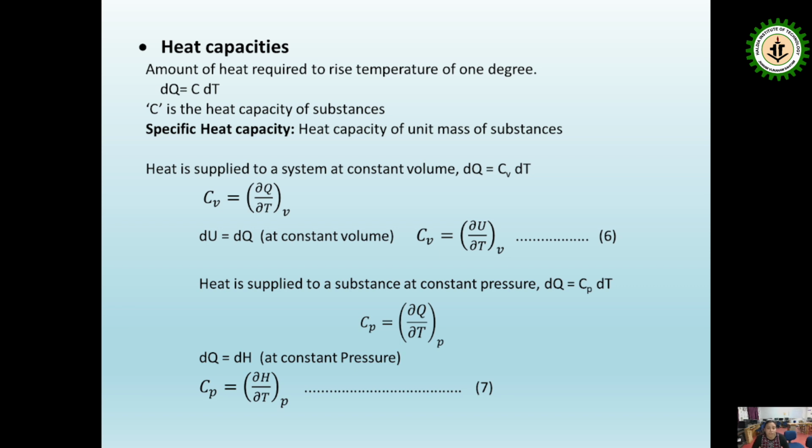Heat is supplied to a substance at constant pressure. So heat supplied dq will be equal to Cp dT, where Cp is the heat capacity at constant pressure. So Cp equal to del Q by del T at constant pressure. Now for a constant pressure process, we already know dq equal to dH. So Cp equal to del H by del T at constant pressure.